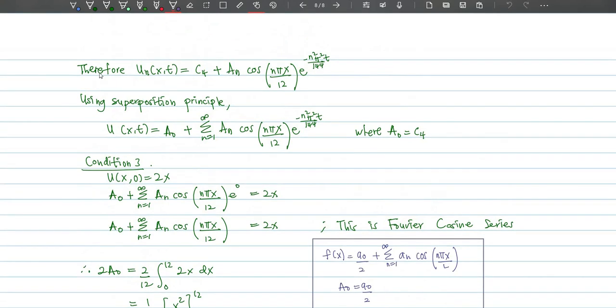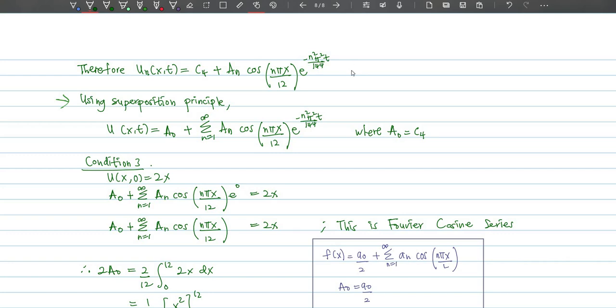Okay, therefore, we will have u(x,t) equal to C4 plus A_n cos(nπx/12) e^(−n²π²t/144). Here, we will use the superposition principle, where we have u(x,t) equal to a naught plus the summation n from 1 to infinity of A_n cos(nπx/12) e^(−n²π²t/144).